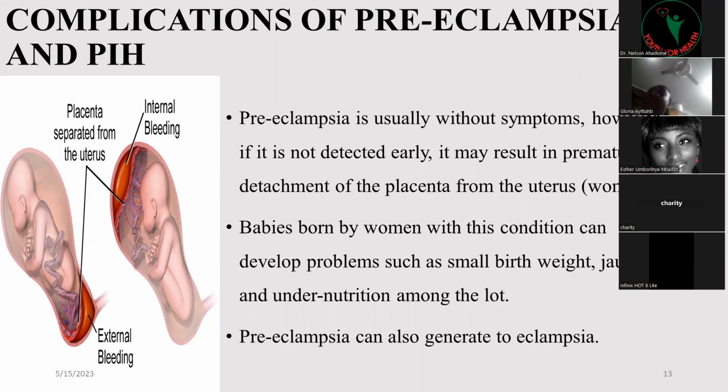Preeclampsia can also progress into eclampsia. Eclampsia is like a stroke, when there's so much damage and then there are seizures and a lot of things happen. A woman's system can rupture and then she can bleed, and this can lead to death or serious complications.